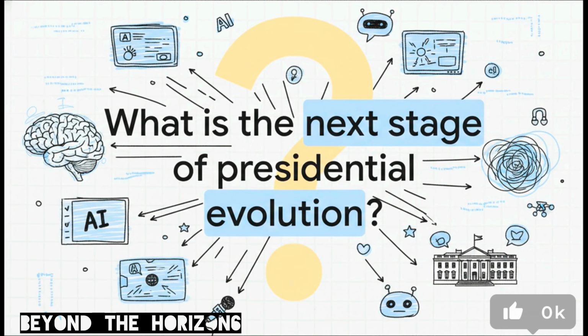And that leaves us with one final, pretty huge question. We've seen the office go from a blueprint to a command center to a media stage. But now, with things like AI, deepfakes, and an even more shattered media world, what's the next stage of its evolution? What is the presidency going to become? That's the question this whole list really leaves us thinking about.